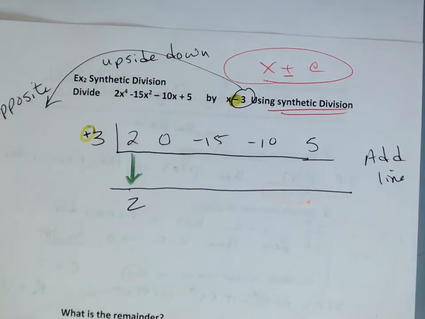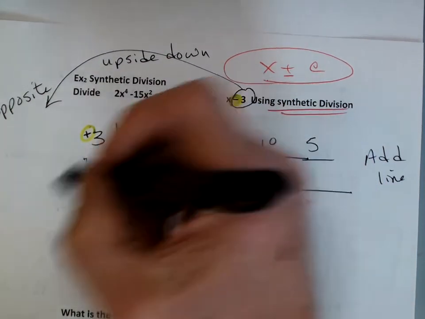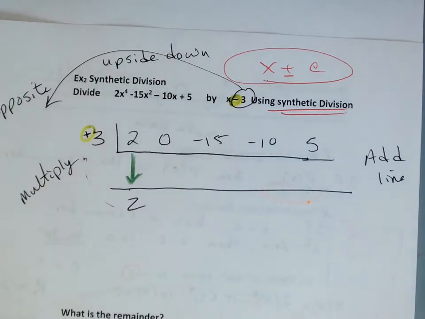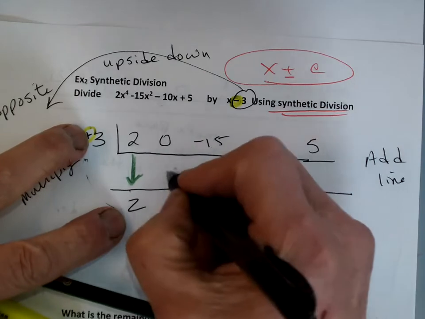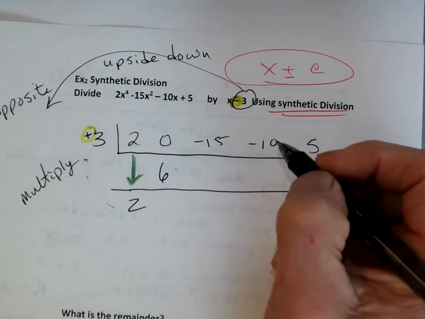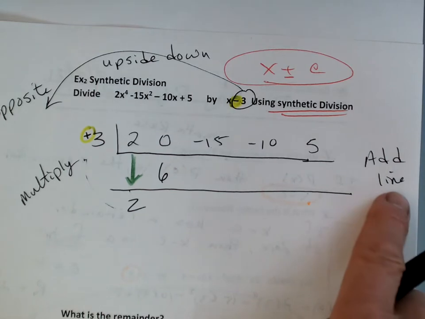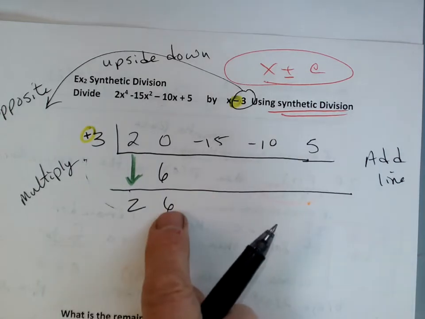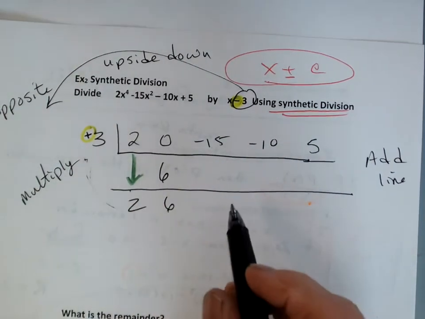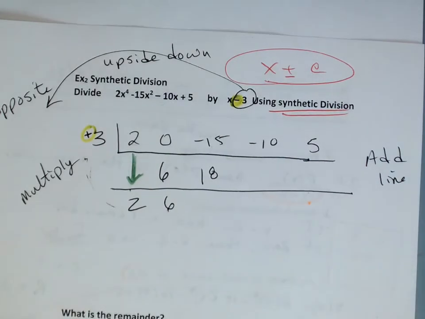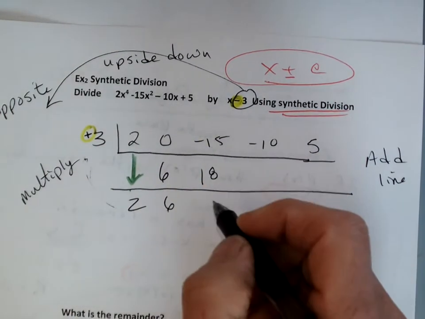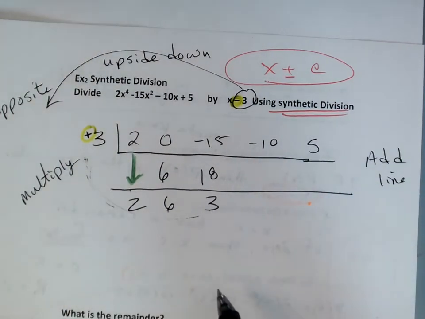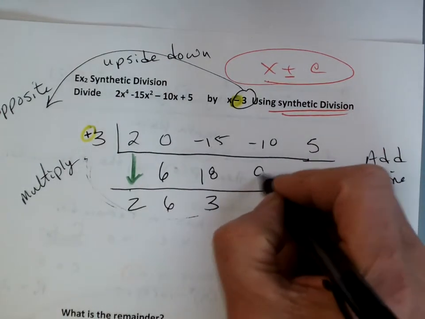And then we're going to multiply. Two times 3 is 6. Put the 6 right there. And then it's my adder line, right? So I add. 0 plus 6 is 6. And then I multiply. I get an 18. It's my adder line, so I add. I get a 3. And then I multiply. Okay? 3 times 3 is 9.